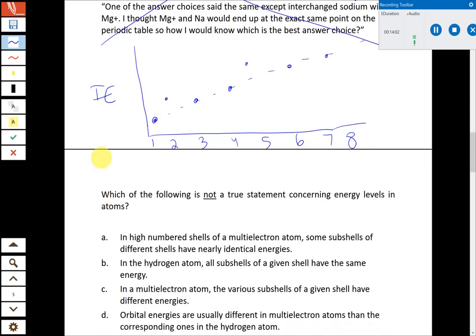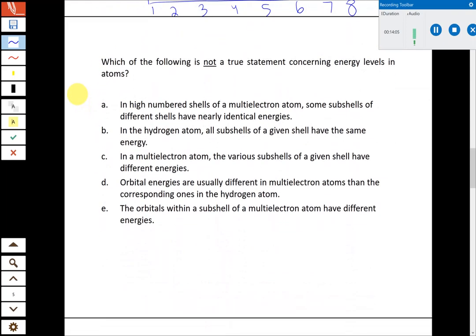All right, this question is a conceptual question about energy levels in atoms, and one of the things this requires us to do is know some of the key differences between hydrogen atoms and multi-electron atoms. So let's just go through the answer choices one by one.